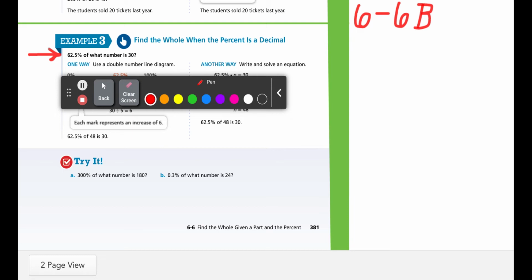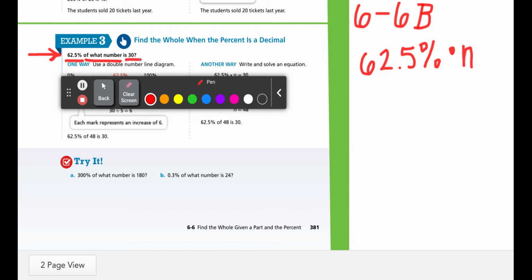So I'm going to rewrite that. So I have my 62.5%. Okay, so that's the first part of our sentence. 62.5% of what number? Well, what does of mean? Of means we're going to be multiplying. So times a number. Do we know what the number is? No, so we're going to plug in a variable. I'm just going to say n. So we have 62.5% of a number that we don't know is 30.